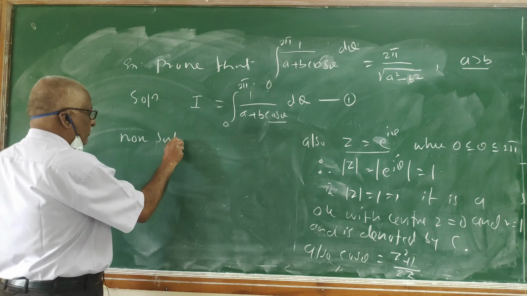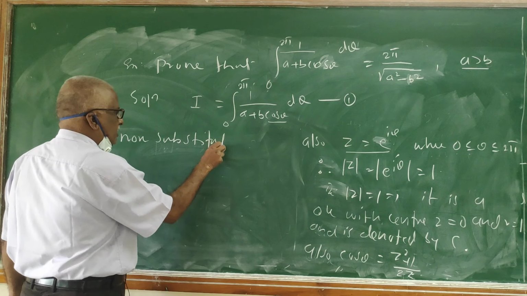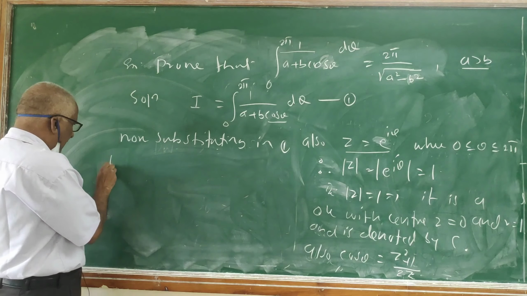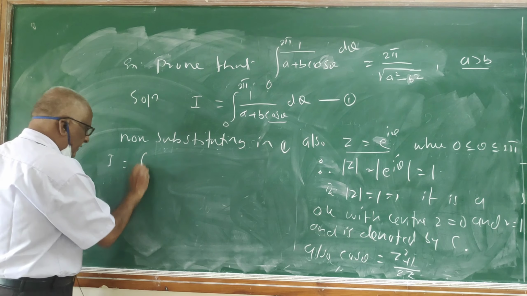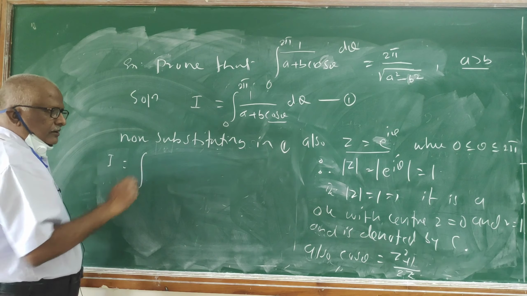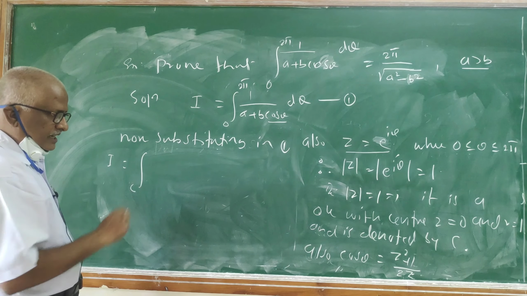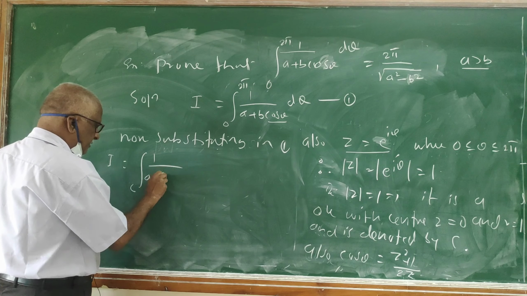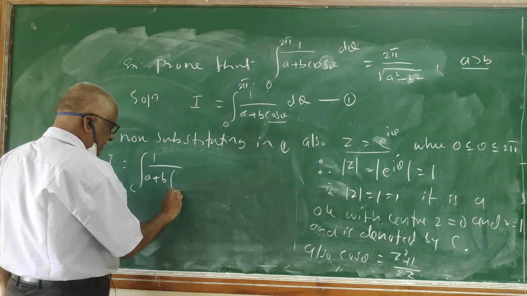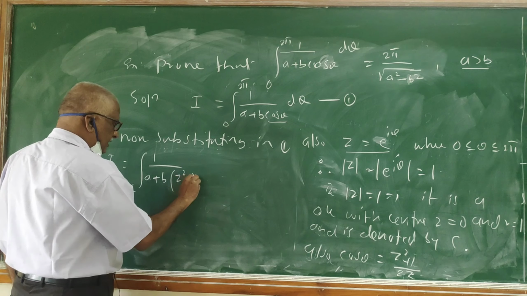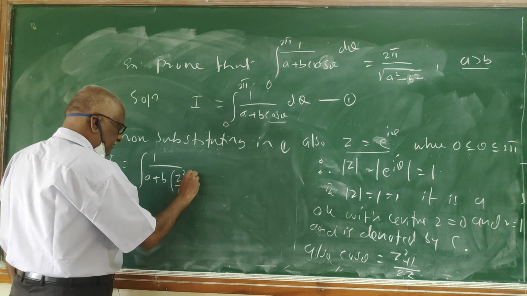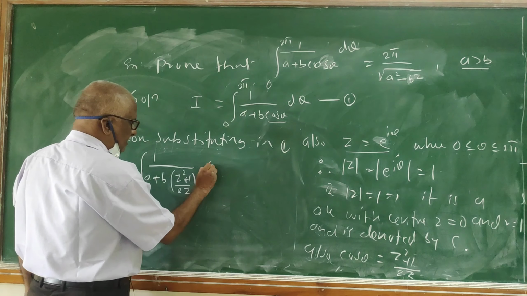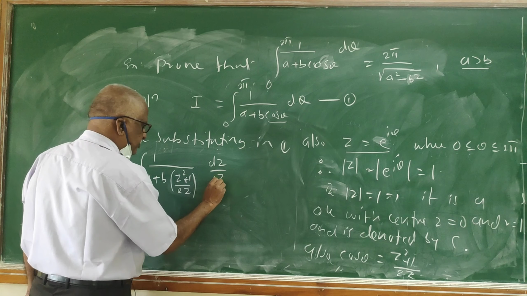Now substituting in 1, we have I equal to the integral over the circle C of 1 by a plus b times cos theta, where cos theta is z square plus 1 upon 2z, into d theta, where d theta is dz upon iz.